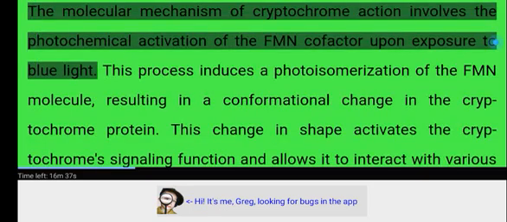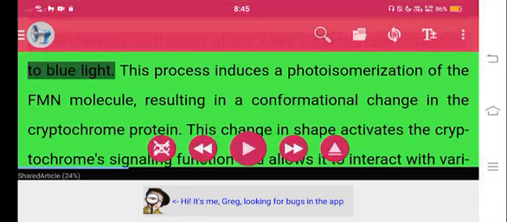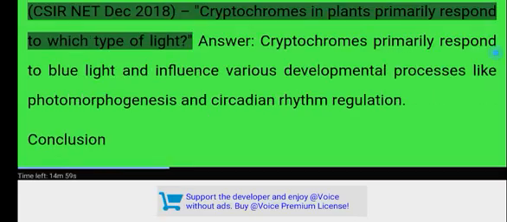Mechanisms of action of cryptochromes. What is the molecular mechanism of cryptochrome action to initiate photomorphogenesis in response to blue light? Answer: COP1, constitutive photomorphogenic 1, is inactivated by cryptochrome action in response to blue light, initiating photomorphogenesis.